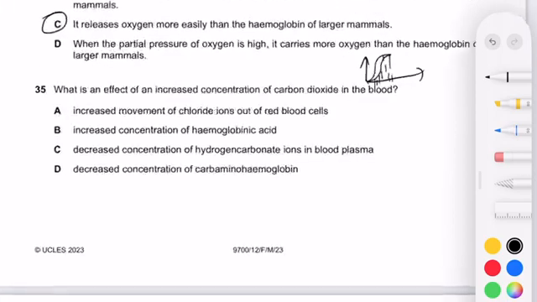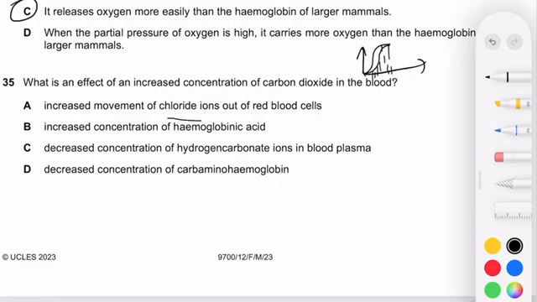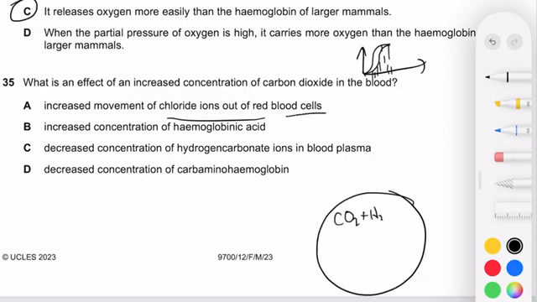Okay, 35. What is the effect of an increased concentration of carbon dioxide in the blood? Carbon dioxide is going to decrease the pH and decrease the affinity of hemoglobin for oxygen. One option: increase the movement of chloride ions out of the red blood cells, growing the red blood cells. So here we have CO2 and water, a reversible reaction, and then carbonic acid is formed. This enzyme here is going to be carbonic anhydrase. This dissociates to hydrogen ions and hydrogen carbonate ions. Hydrogen ions are going to bind with oxyhemoglobin to form haemoglobinic acid.